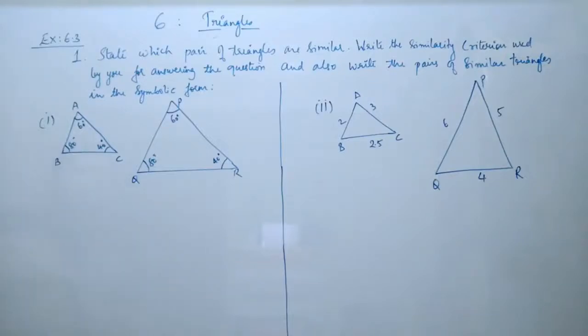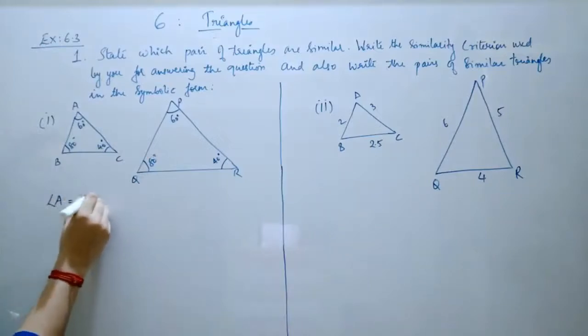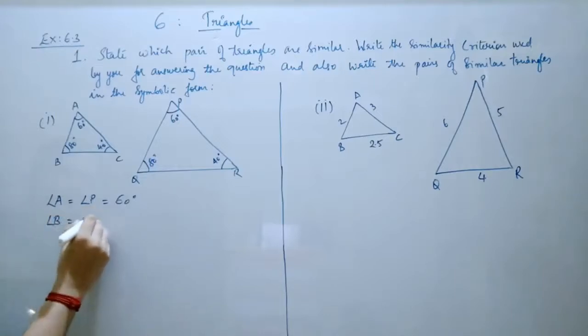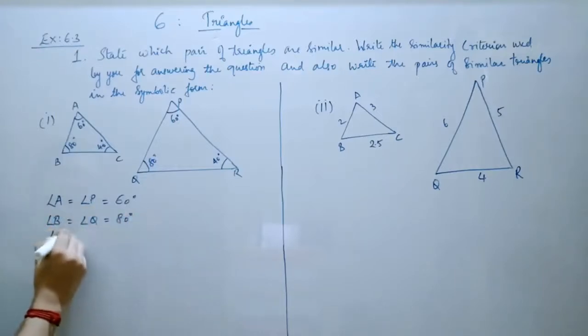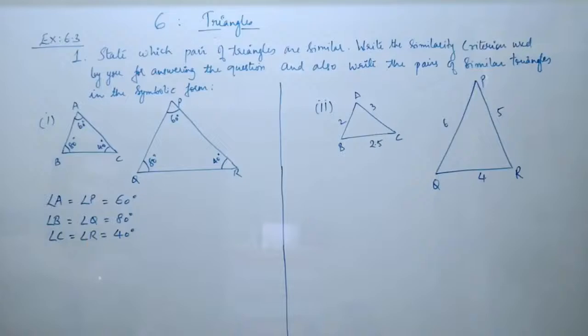given. So here you can see, by visualizing only you can get angle A is equal to angle P equal to 60 degree, angle B equal to angle Q equal to 80 degree, angle C equal to angle R equal to 40 degree. That means you are getting angle A equal to angle P, angle B equal to angle Q and angle C equal to angle R. That means what you can say, therefore by which criterion you can say that these two triangles are similar? By AAA. By AAA, that is angle, angle, angle, similarity criterion.